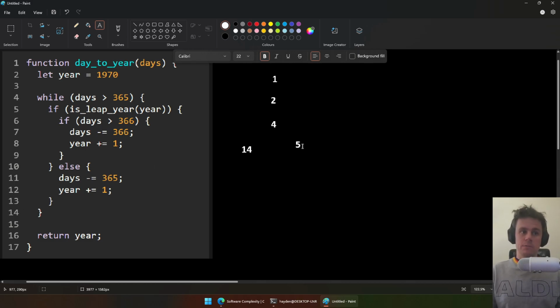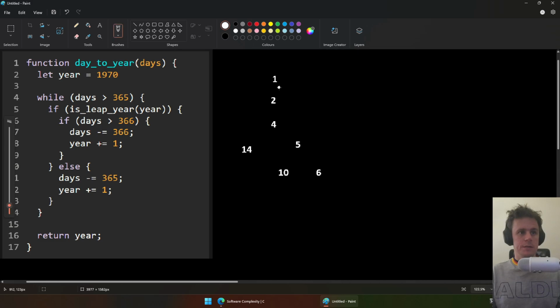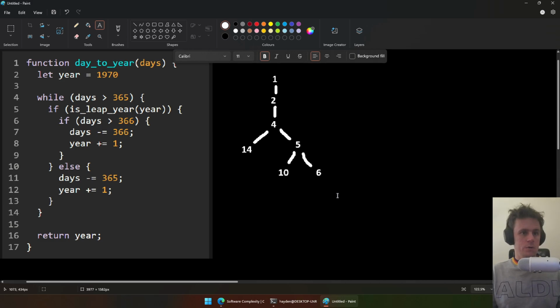Now, once I enter the while loop from line 5, I can either go to line 6 if I enter it, or I can go straight to line 10. So from here, it's either line 6 or it's line 10. Cool. Let me start drawing some lines in just so we don't forget. 1, 2, 4, 14, 5, 10, 6. From line 6, I can either go into 7, or I can skip that if statement here and go straight to line 9.